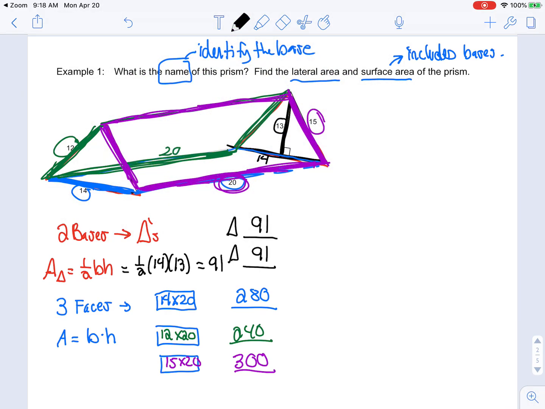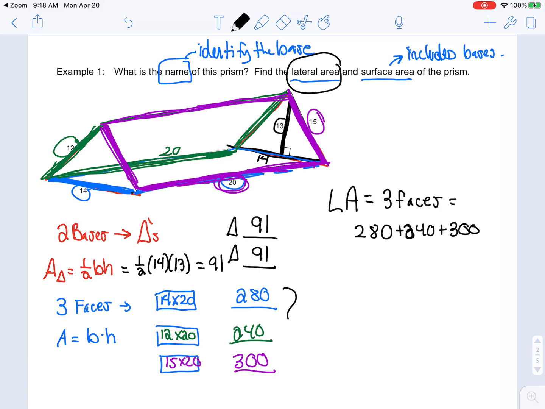So now, as we separate, we go back and answer the 2 questions. Lateral area, remember, refers only to the faces, and in this case, there are 3 faces. So the lateral area is going to be adding together the 280, the 240, and the 300. These 3 surfaces make my lateral area. 280 plus 240 plus 300 gives me a total of 820. And there are no units on here, so we're just going to say units squared.